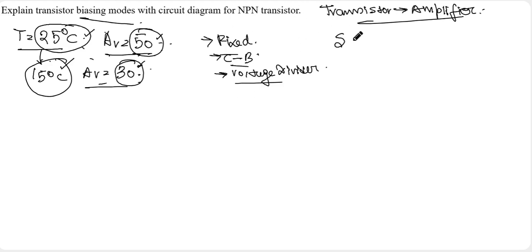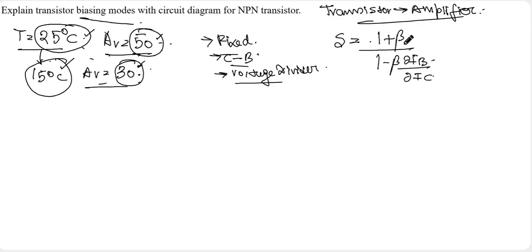So this stability factor, which is S, equals (1 plus beta) divided by (1 minus beta del IB divided by del IC), where IB is the base current and IC is the collector current. So we need to look out for this stability factor, right? For each of these transistor biasing circuits, we will find out the stability factor.